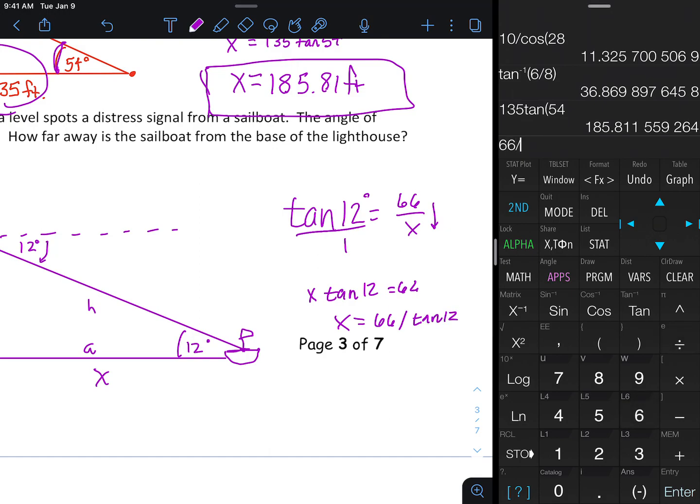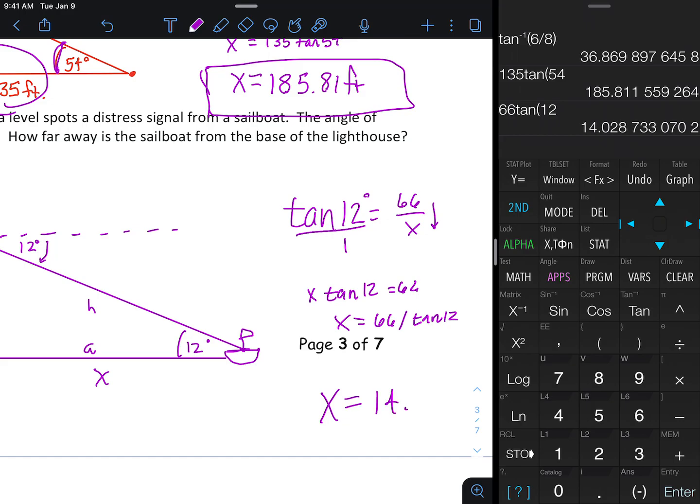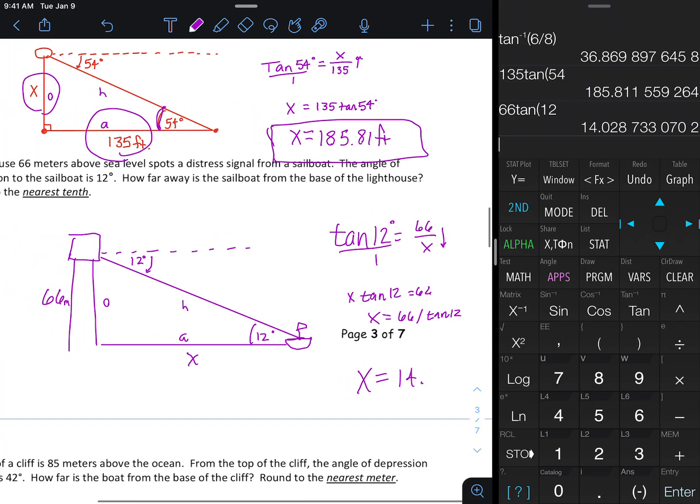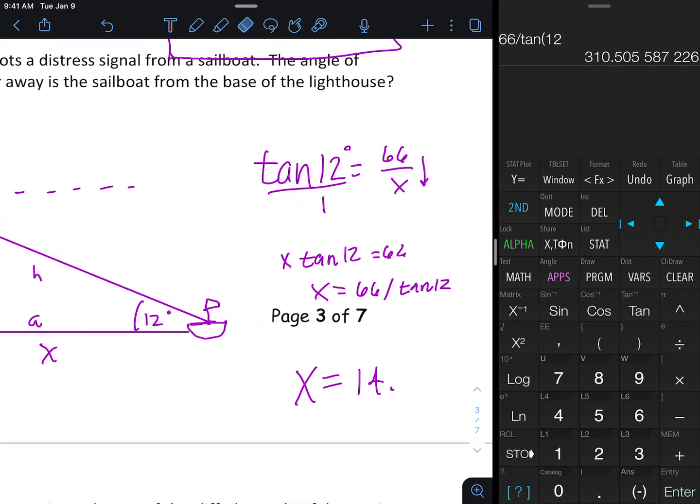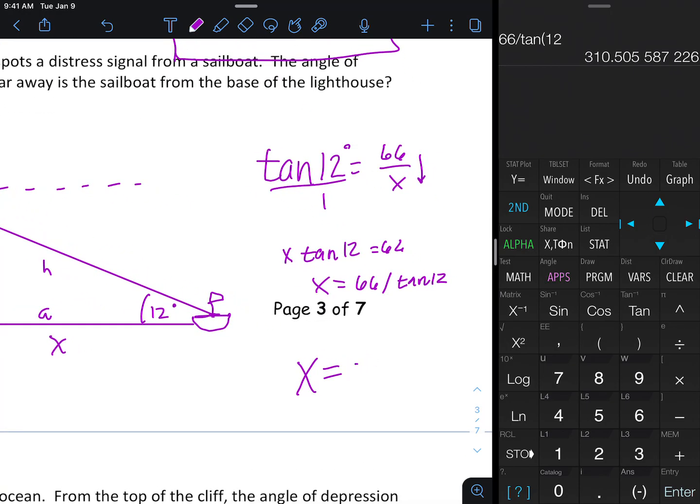And once again, make sure your calculator is in degree mode before you do this. Let's see if I can type it in correctly. So that's roughly 14, or hang on, did I? Oh, you know what? I didn't hit divide. 66 divided by tangent of 12. There we go, 310. I was about to look at the answer, and what did I get, like 14 or whatever before? That was going to be way too small for a realistic answer there.